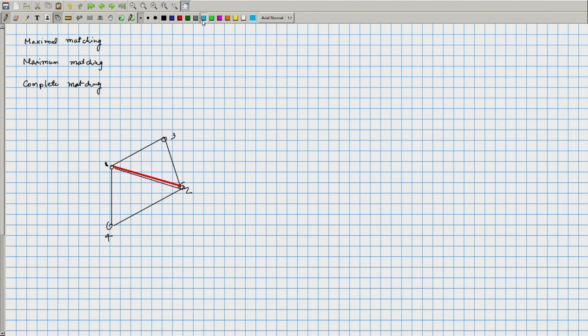For example, if you look at the blue colored edges, that is an example of a maximum matching, in the sense this cannot be further extended. But this is not the unique maximum matching. The pink edges will also form a maximum matching. In this case, this is also a complete matching or a perfect matching because all the vertices have been matched.